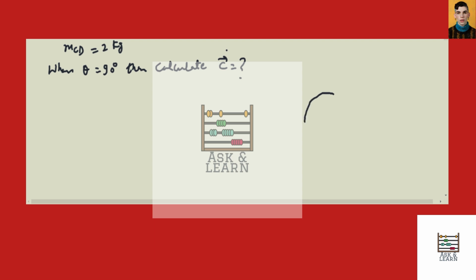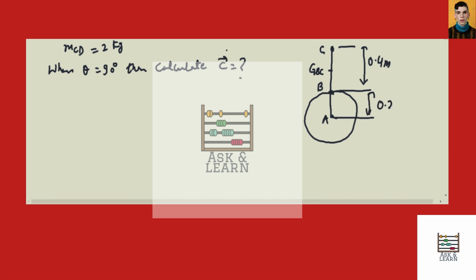Here we will draw the geometrical figure. This is the flywheel AB. A, B, and C. This is the geometrical center of BC or center of mass. This is given 0.4 meter and this is given 0.2 meter. Free body diagram of CD.